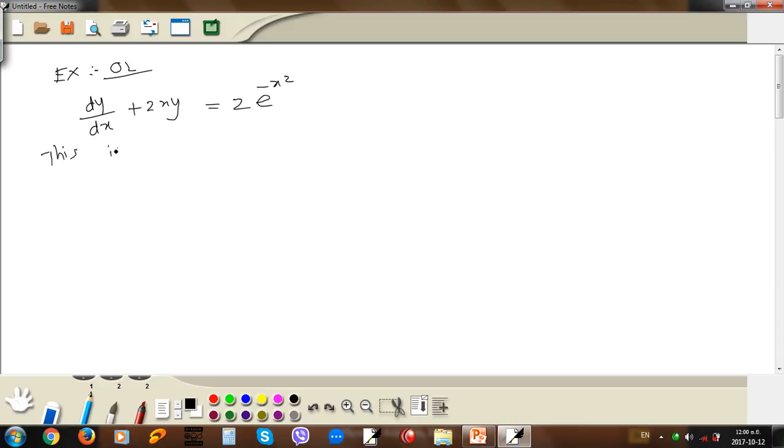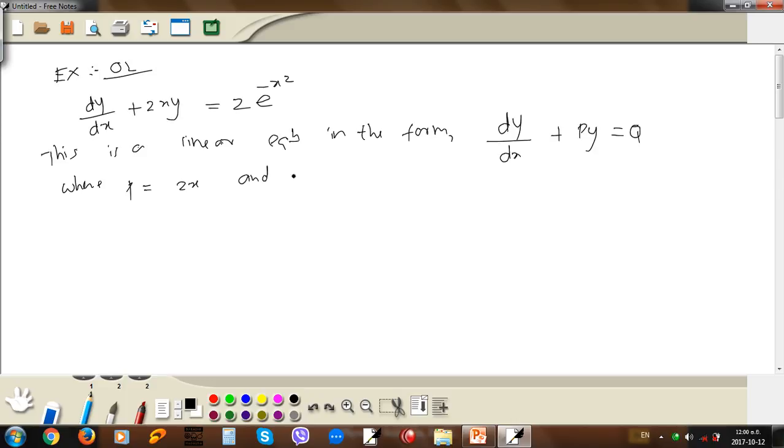This is a linear equation in the form dy/dx + Py = Q. Here P equals 2x and Q equals 2e^(-x²). So first we have to find the integrating factor.